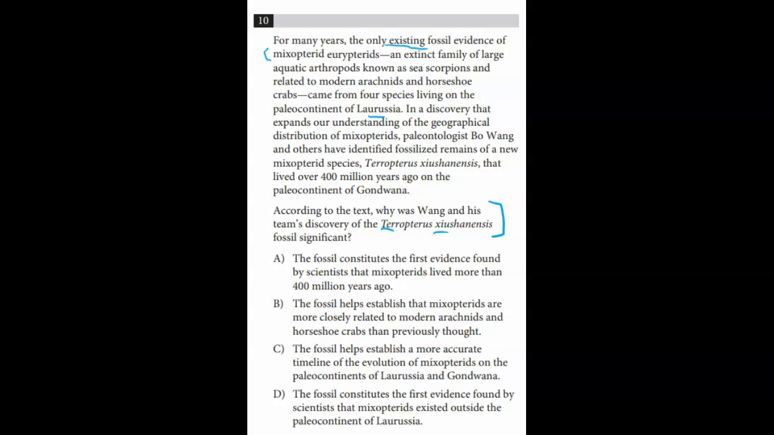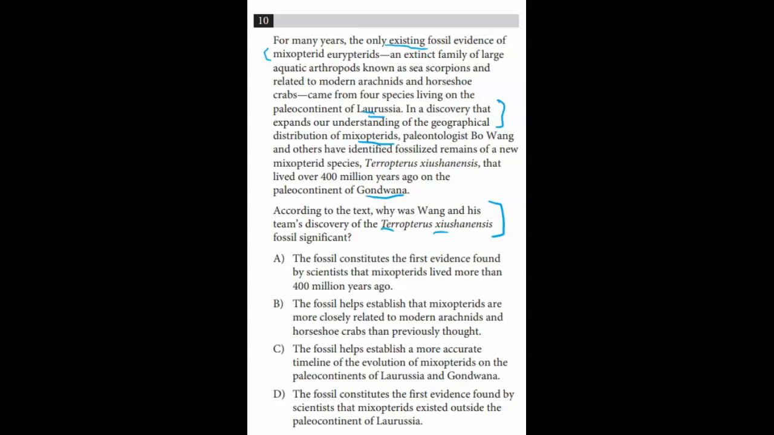In a discovery that expands our understanding of the geographical distribution of mixopterids, paleontologist Bo Wang and others have identified fossilized remains of a new mixopterid species that lived over 400 million years ago on the paleocontinent of Gondwana. Okay, cool. So this is also why it's significant, that it expands our understanding of the geographical distribution of mixopterids. Because basically what they're saying is they were only on Laurussia, but he found them on Gondwana. And so the reason it's significant is now we know they actually lived in other places.